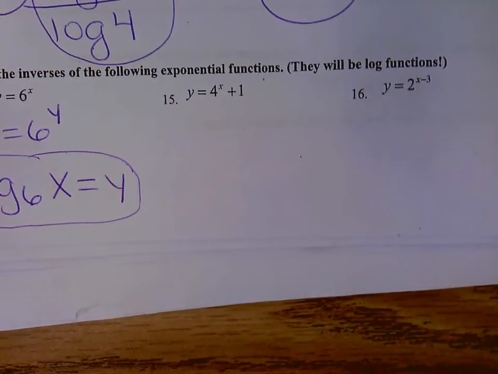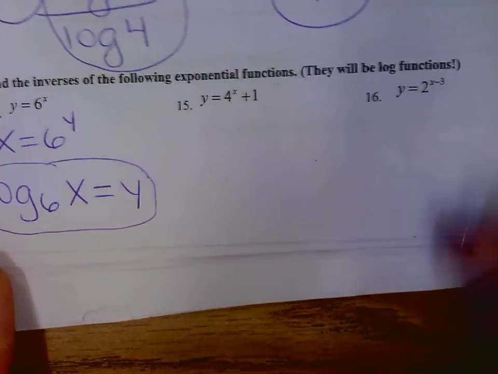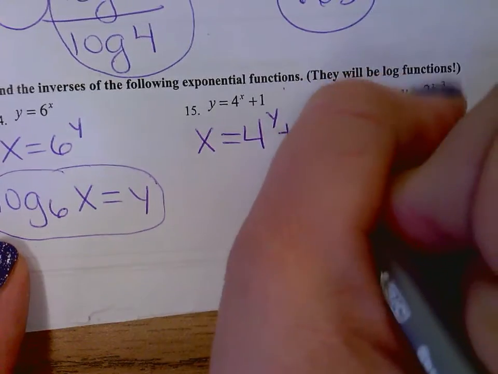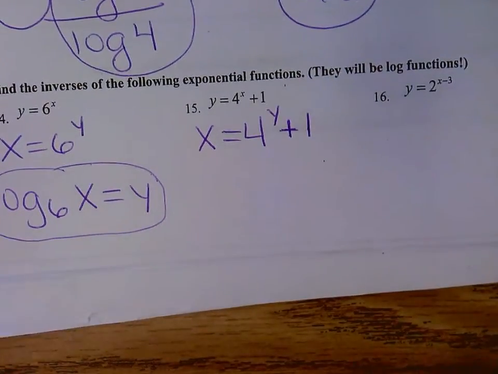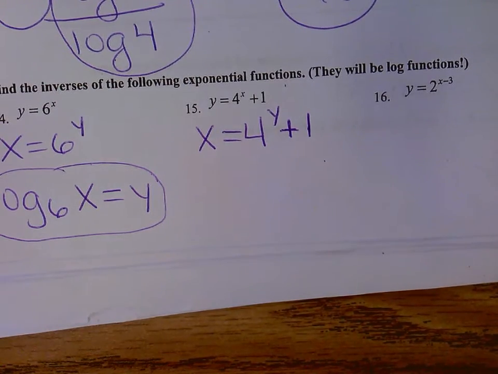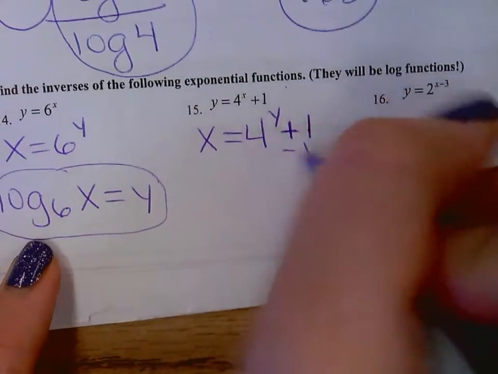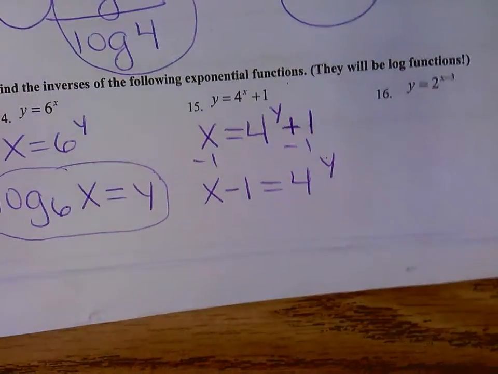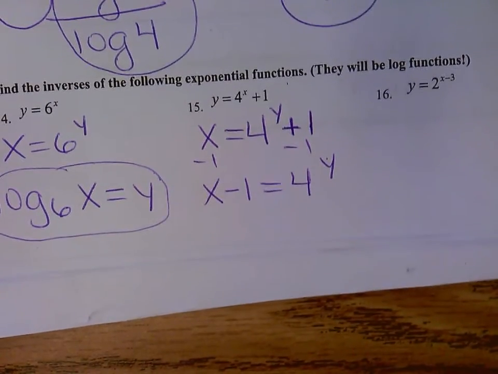All right, 15. How do I find the inverse for 15? I switch x and y, and I try to get y by itself. So there is one thing I can do first to get y by itself. What would you do first? Subtract 1 from both sides. X minus 1 equals 4 to the y. Now I'm stuck because the y is stuck in the exponent.